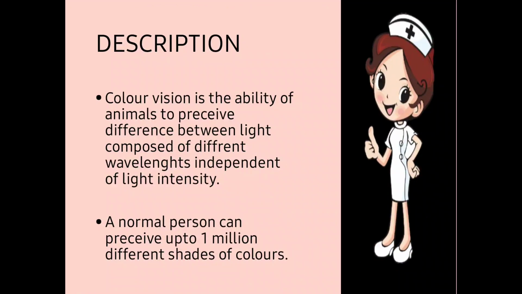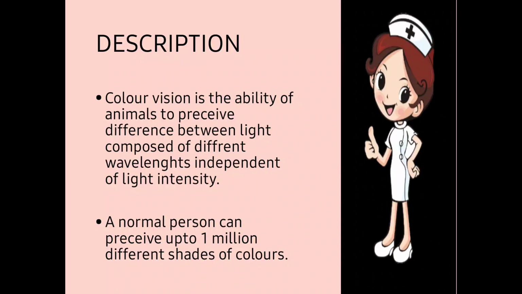Color vision is the ability of animals to perceive the difference between light composed of different wavelengths, independent of intensity. In simple words, this is the ability of animals so that they can see different colors.